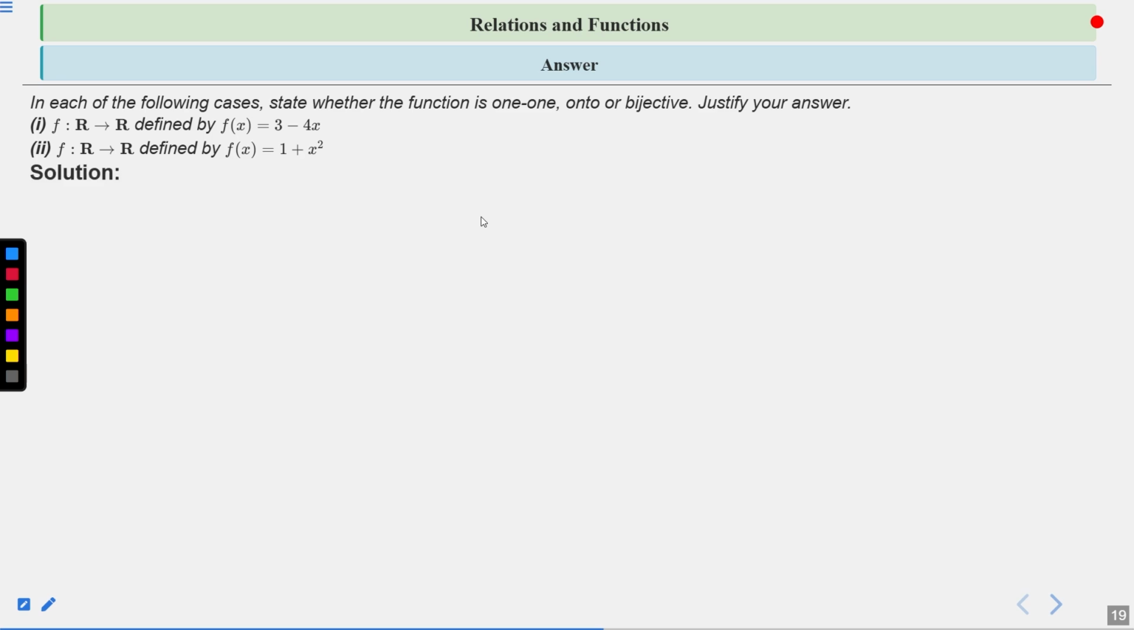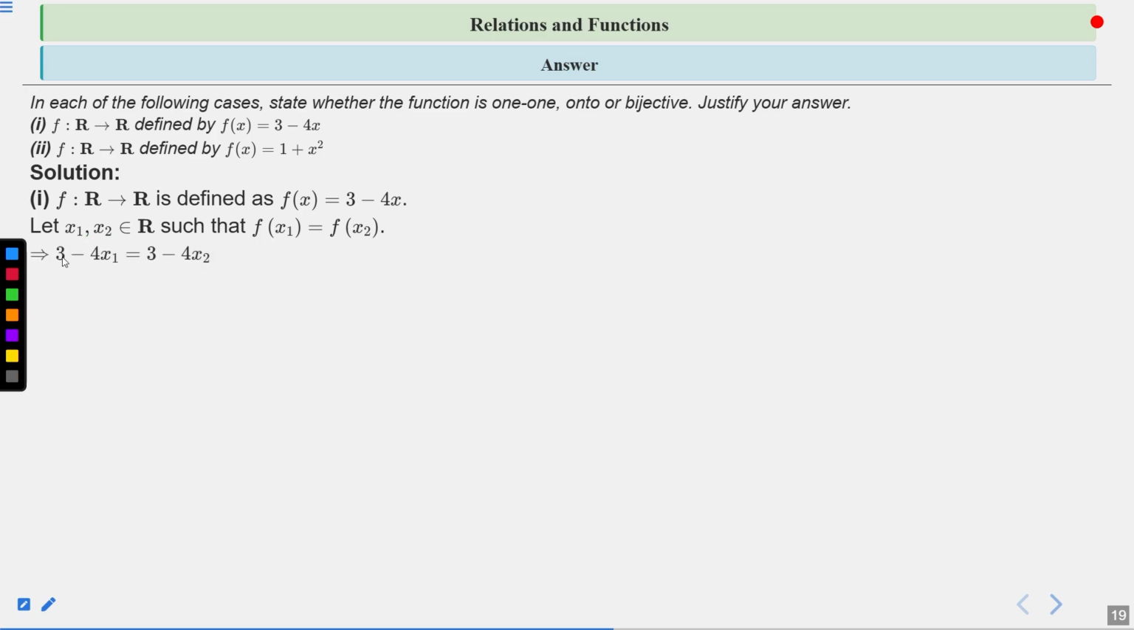Solution. For the first, domain set is R, codomain is also R. f(x) is defined as 3 minus 4x. So picking x1, x2 from the domain set and setting up f(x1) is equal to f(x2), we have 3 minus 4x1 is equal to 3 minus 4x2, which gives me x1 is the same as x2. So therefore f is 1-1.